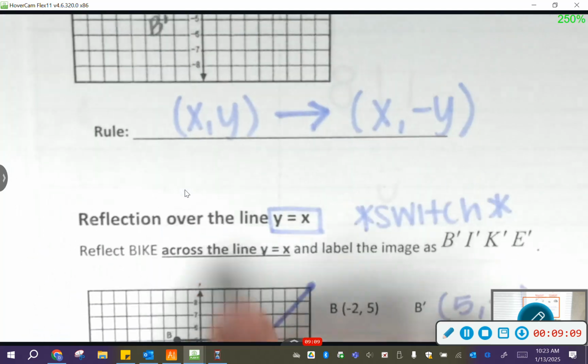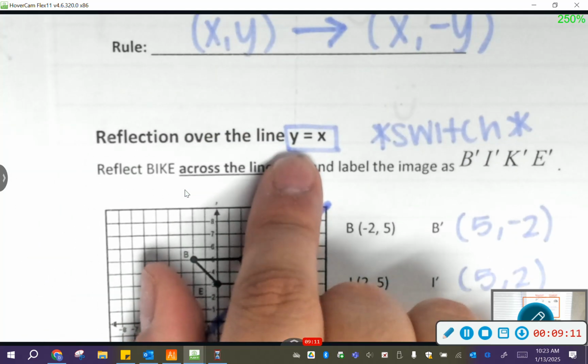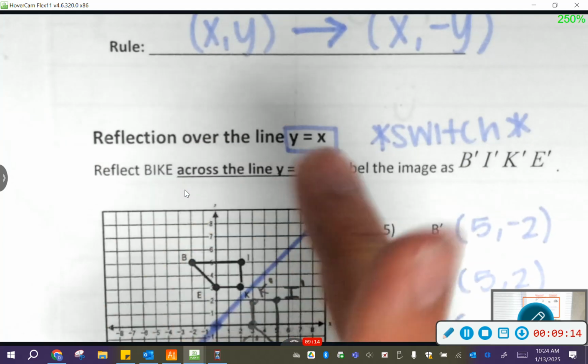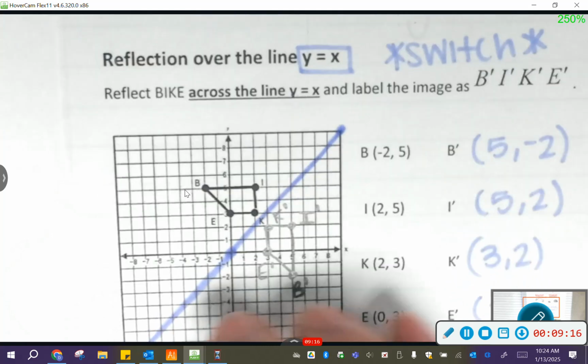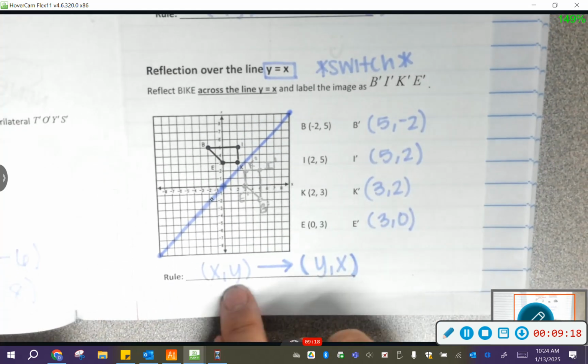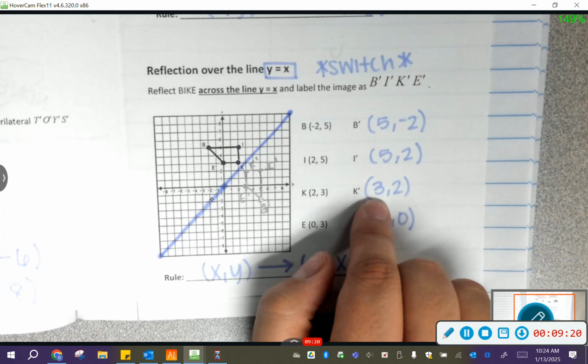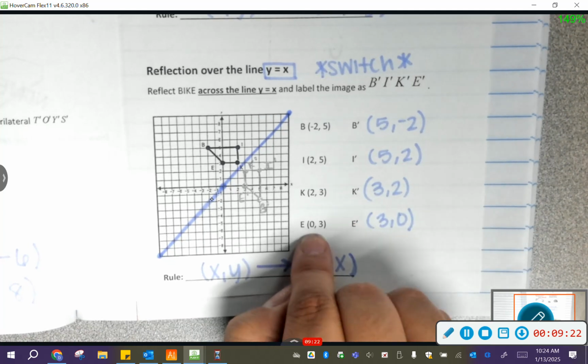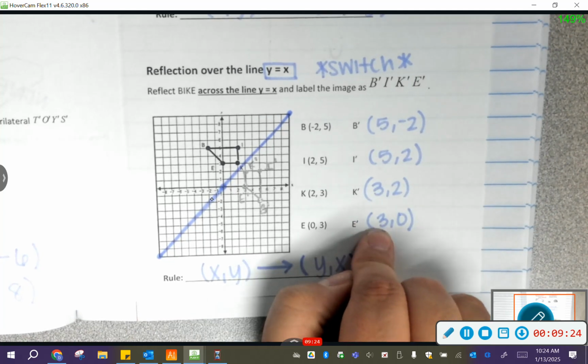And then last but not least, what about if you see this equation, y equals x? What does switching mean? Switch the y and the x. So instead of 2, 3, what's it going to become? 3, 2. Instead of 0, 3, what's it going to become? 3, 0.